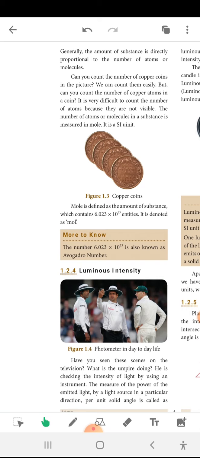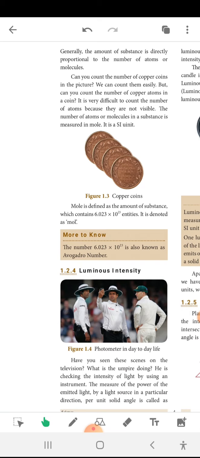Mole is defined as the amount of substance which contains how many particles? Entities is nothing but particles. 6.023 into 10 power 23 is denoted as a mole. This number is also called the Avogadro number.